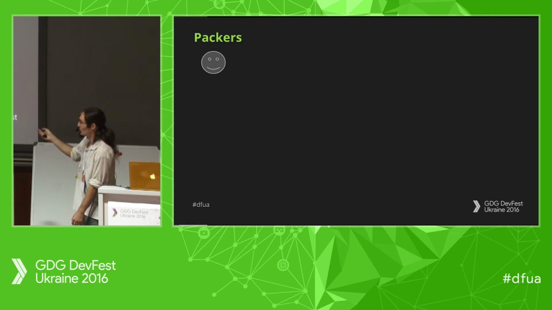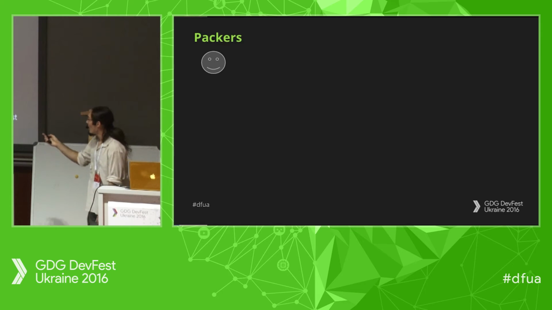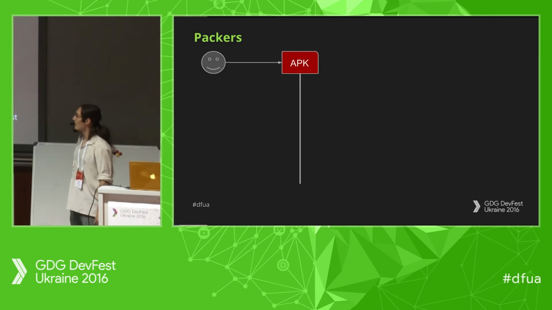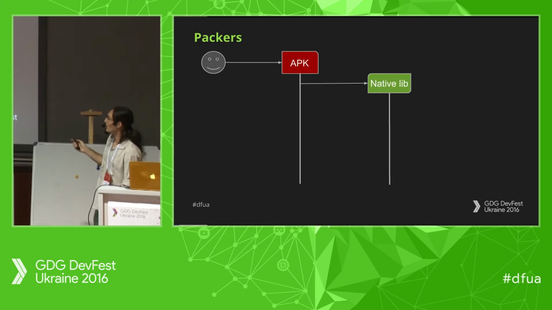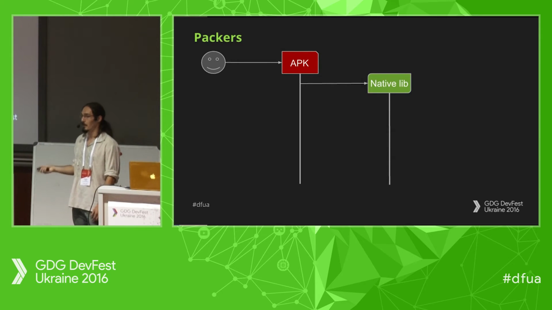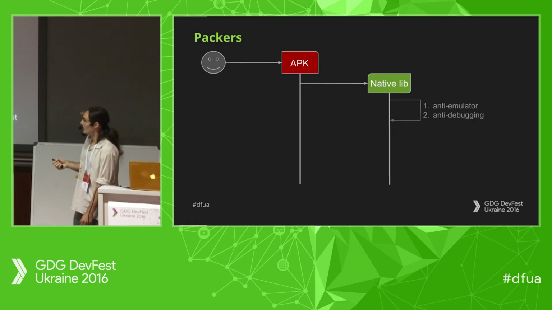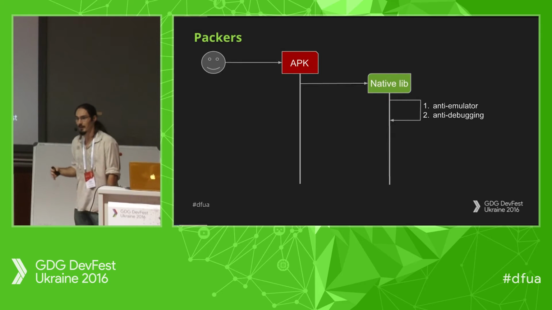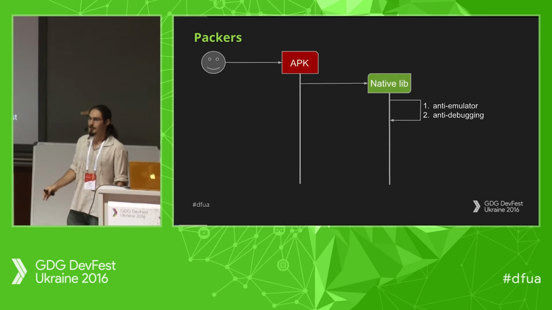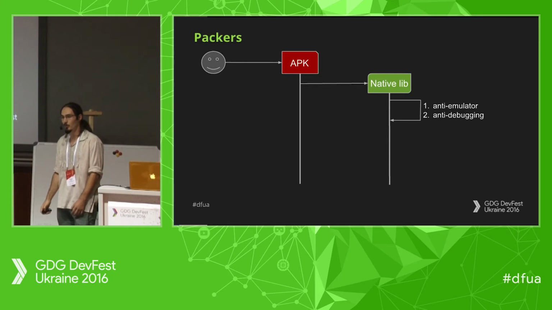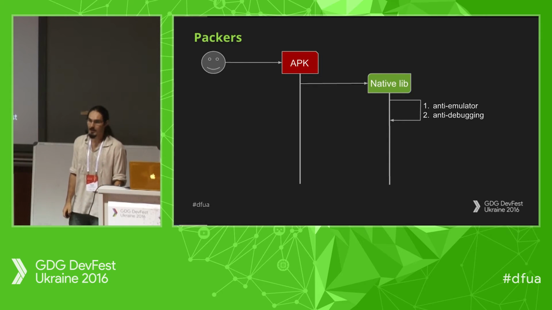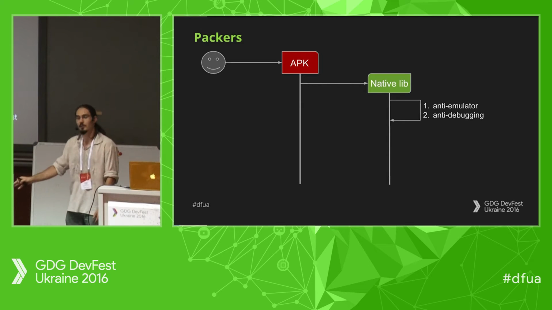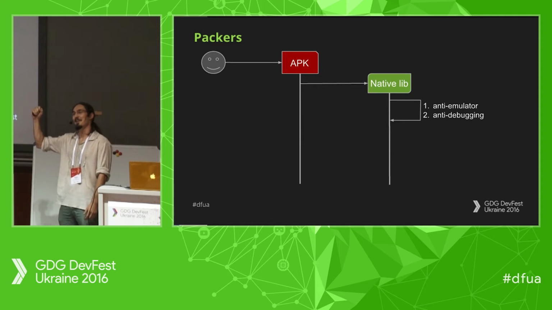After this, the user, this smiley guy, starts the application. This application loads a native library from the wrapper. The native library performs some anti-emulator and anti-debugging checks. It can check environment variables and say, okay, it looks like we are running on a rooted device or an emulator, so let's go into an infinite loop, or just crash ourselves. Yay!